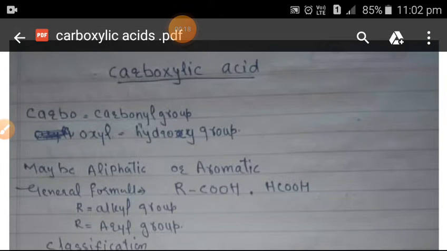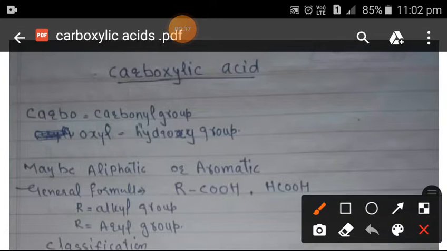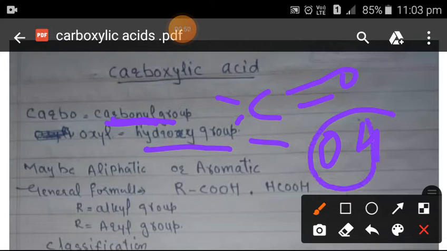Today our topic is carboxylic acids. The name carboxylic acid is actually a combination of two names: carbo and oxyl. Carboxyl means a carbonyl compound plus a hydroxy group. So it is a combination of two groups, the carbonyl group and the hydroxyl group, which combine together to form carboxylic acids.